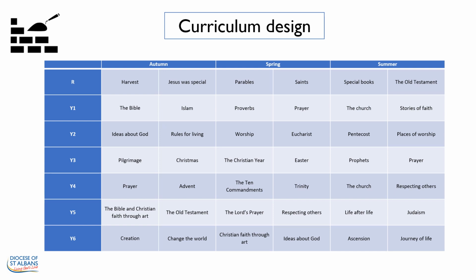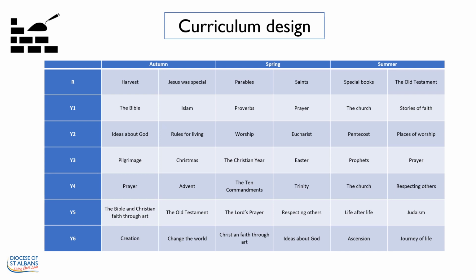For example, Islam in year 1, they're doing Islam in year 1. I mean, what are they learning about? Why do they think that's important? And then in the rest of the curriculum map, that knowledge isn't being built upon. And the same can be said for Judaism here in year 5. You've got 6 weeks or 6 lessons here on Judaism.